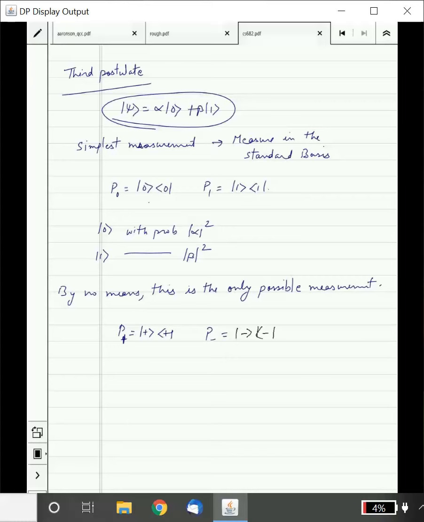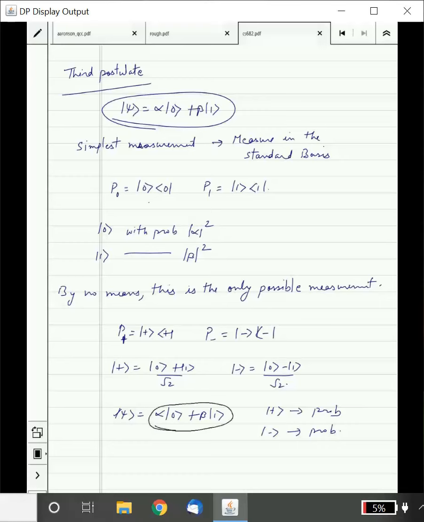Remember, plus state is (0 plus 1)/root 2, minus state is (0 minus 1)/root 2. You might want to figure out if my state remains the same as before, what is the probability of getting output as plus and what is the probability of getting output as minus. Notice that you have to convert the state into plus minus basis and then you will get these probabilities.